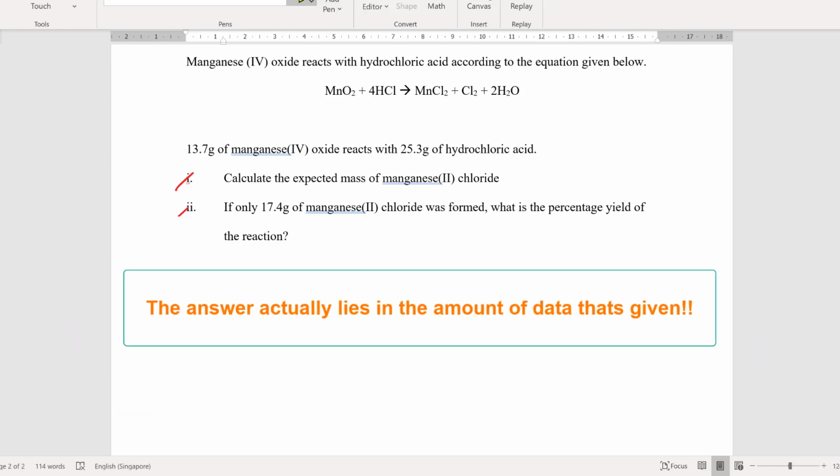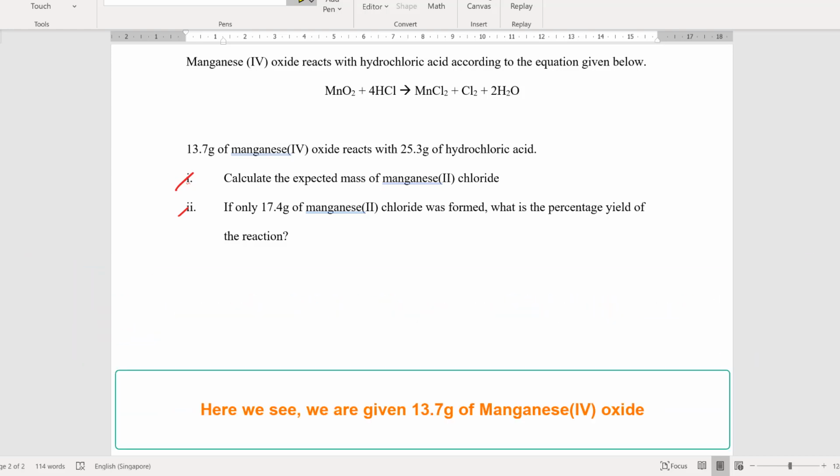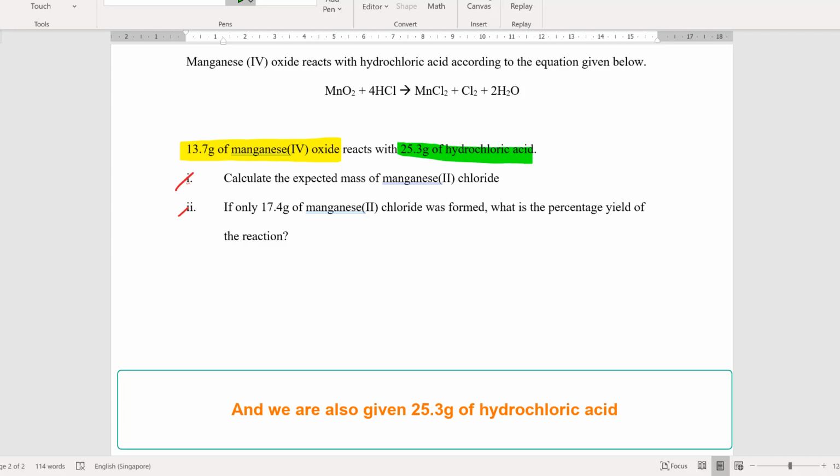The answer actually lies in the amount of data that's given. Here we're given 13.7 grams of manganese oxide, and we're also given 25.3 grams of hydrochloric acid. If you recall, the first step to solve any mole calculation question is to find the number of moles. But since we're given two sets of data, which do we use? The answer is both. So we start by finding the number of moles of manganese oxide and the number of moles of hydrochloric acid.